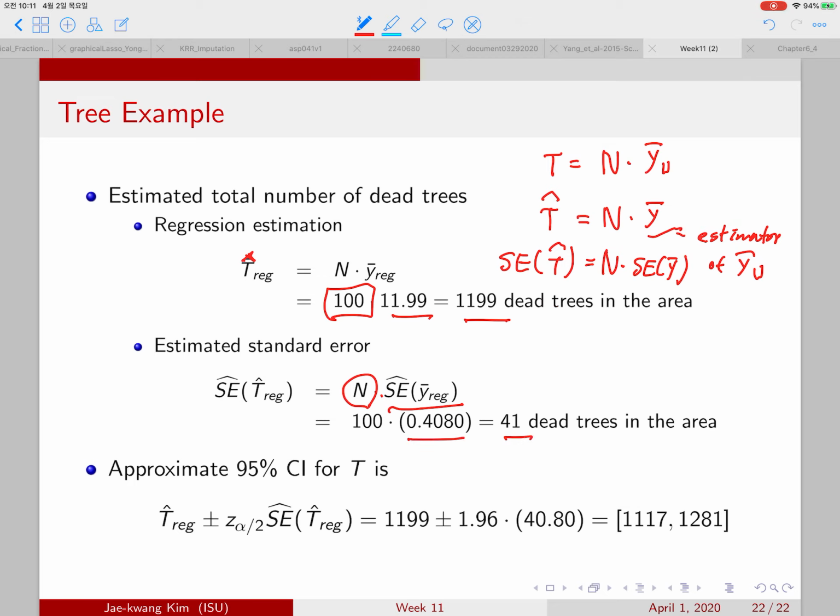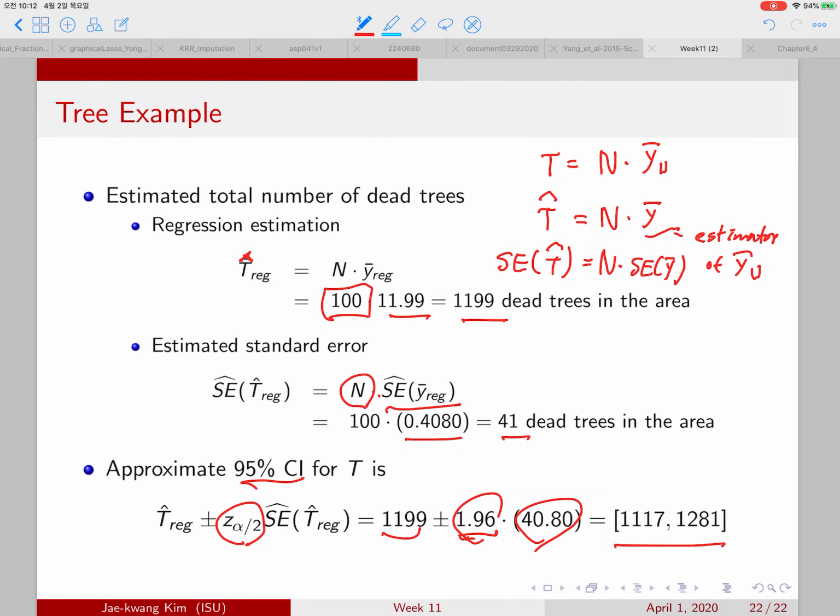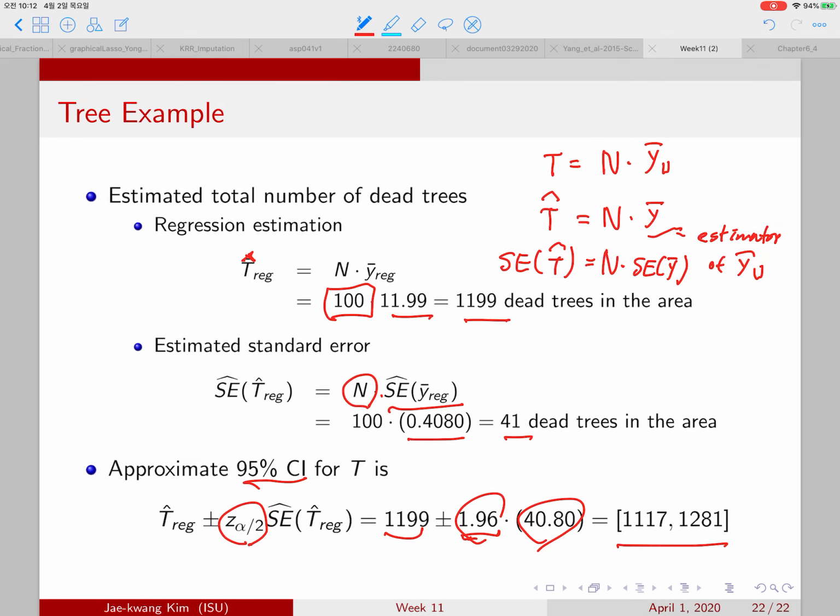So using this point estimation and variance estimation, we can obtain a confidence interval too, right? We can just use 1.96. So point estimator plus minus 1.96 times the standard error, you will have the 95% confidence interval. Okay, so that's all for regression estimation.